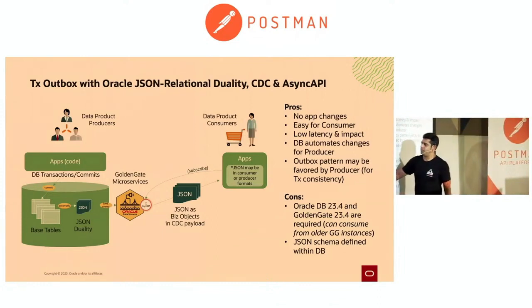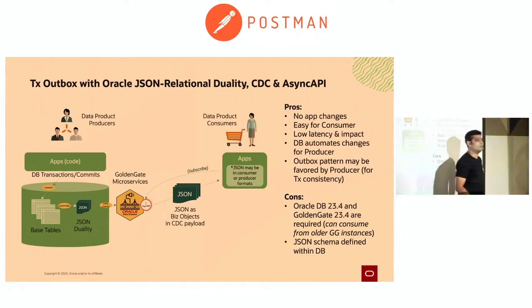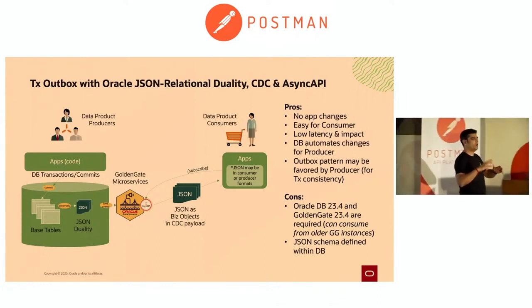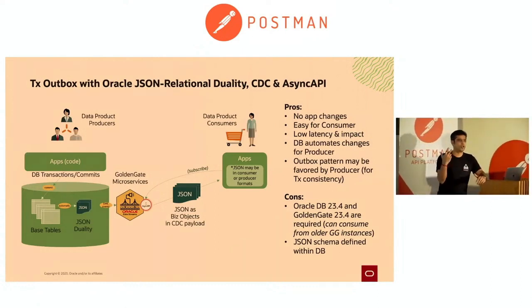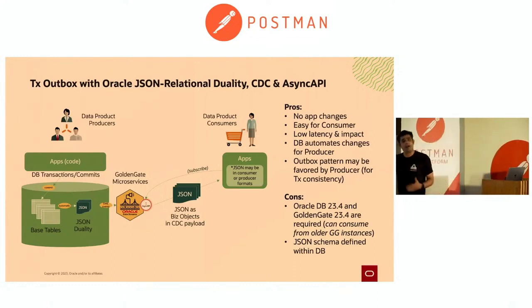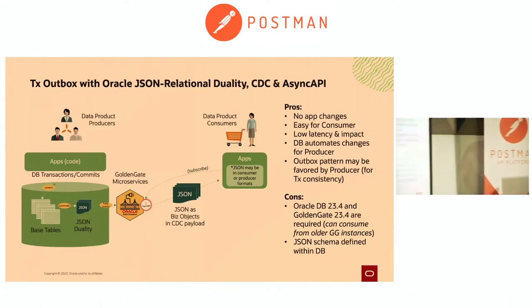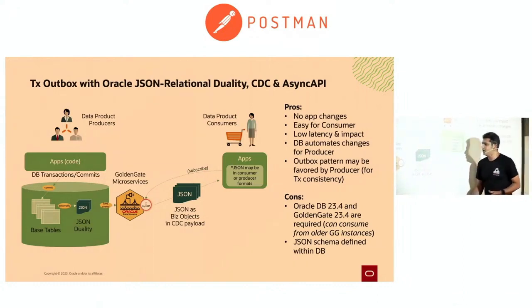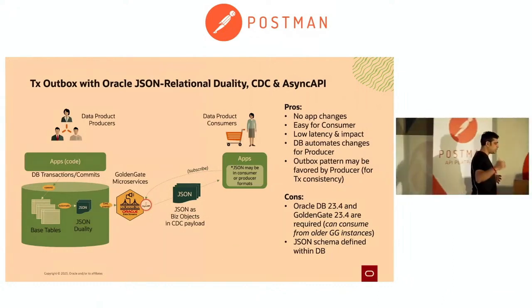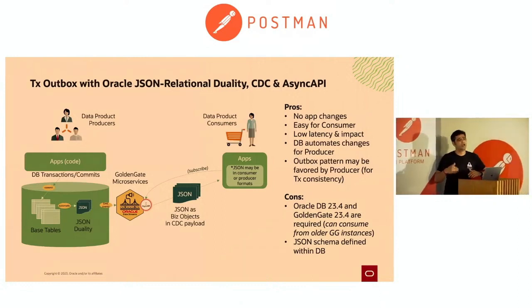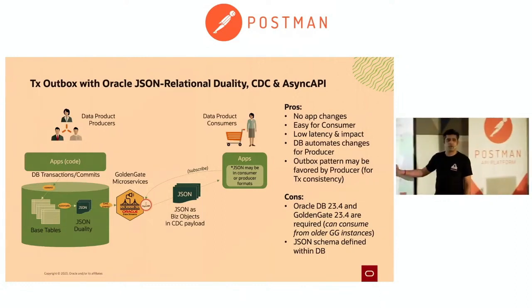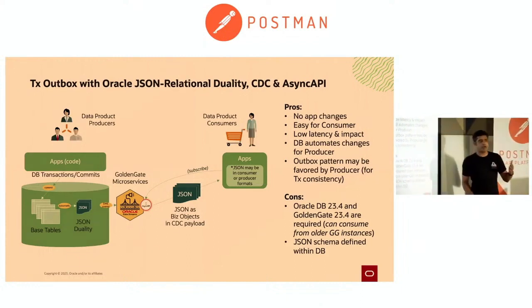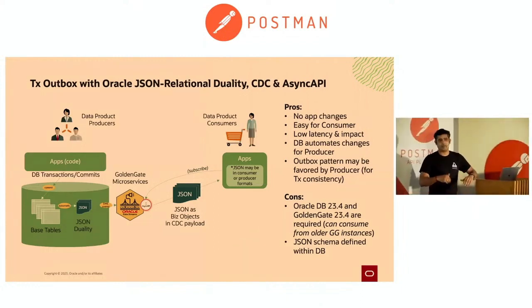But JSON duality is nothing but, whenever you store data in the database, it will be stored in both the types. Either you can pull the data with relational tables, or you can also see it in a JSON format. So both the formats are available internally, and everything is automated here, right? That's one of the major features which is going to come in Oracle database 23C, I mean 23.4. But if you are using an older version of GoldenGate, that will be supported.